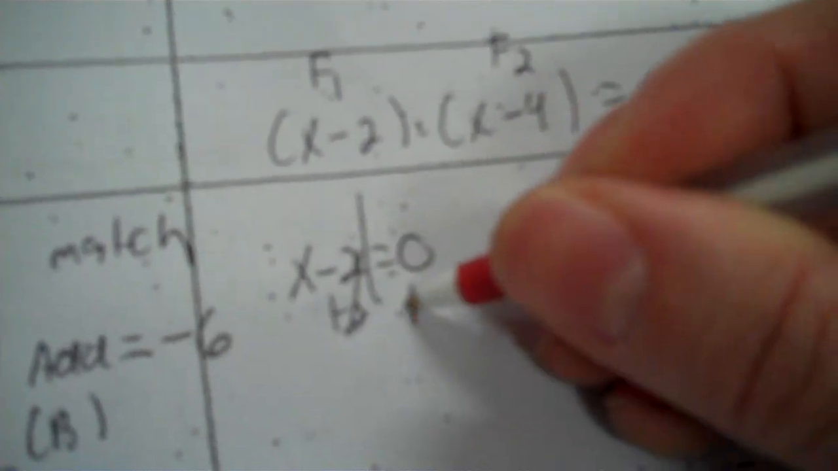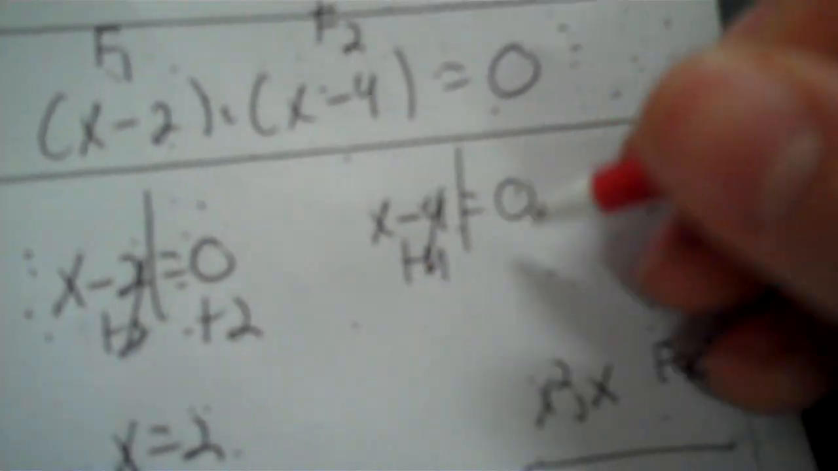So x minus 2 equals 0, x minus 4 equals 0. Plus 2, I get 2. Plus 4, and that is 4. Okay, I'll do the next one.